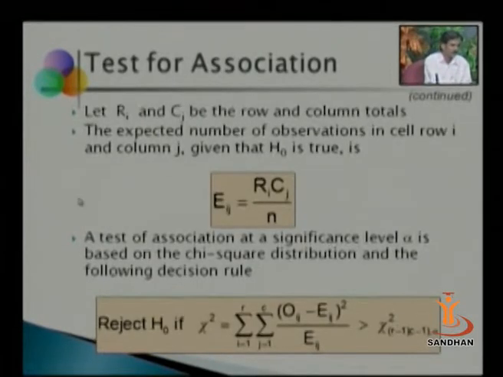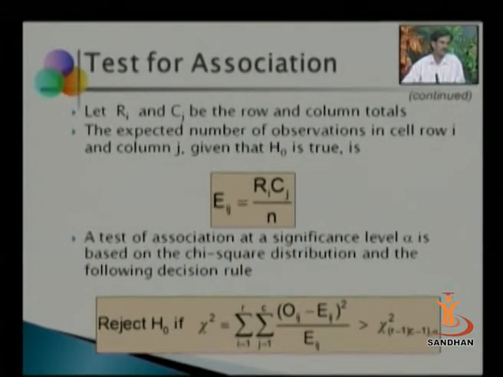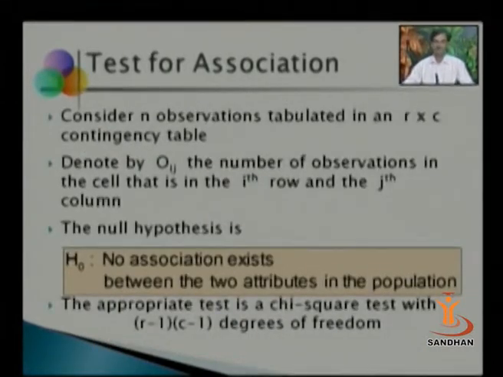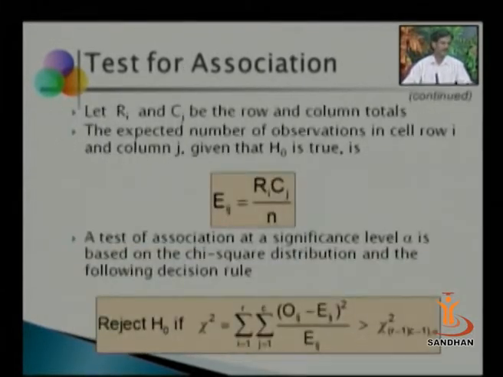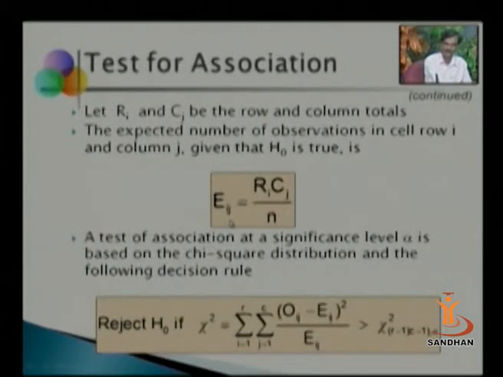Here let R_i and C_j be the row and column totals. Then the expected number of observations in cell row i and column j, given that H naught is true. So what is H naught here? H naught is no association. That means they are independent. The categories are independent. So if they are independent, then by the probability law, we have E_ij equal to R_i into C_j upon n. E_ij is the expected frequency for the ith row and jth column, R_i is the row total for the ith row, C_j is the column total for the jth column, and n is the total number of observations.